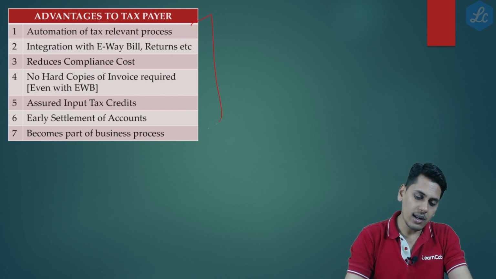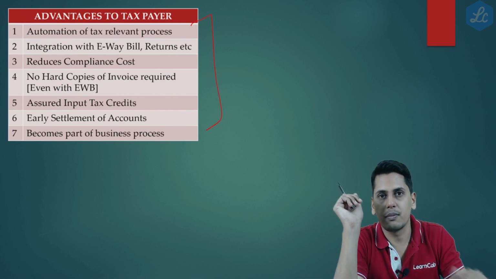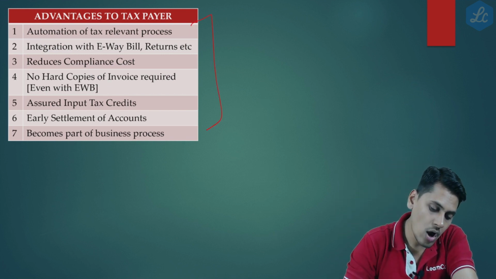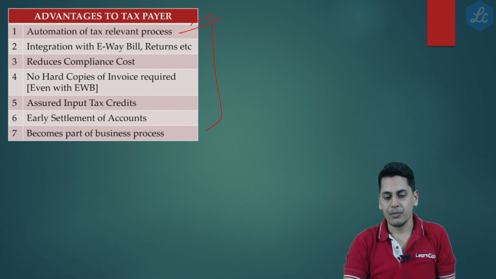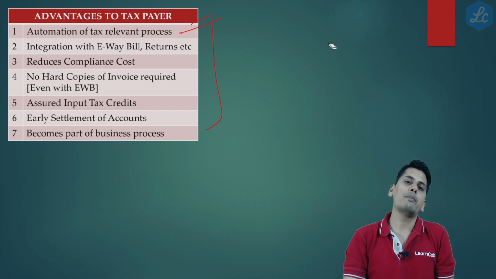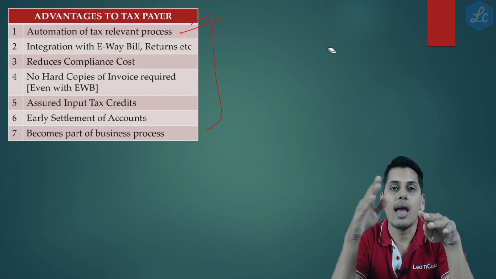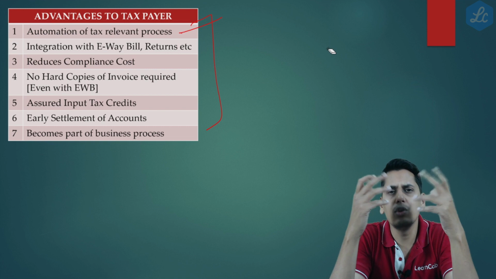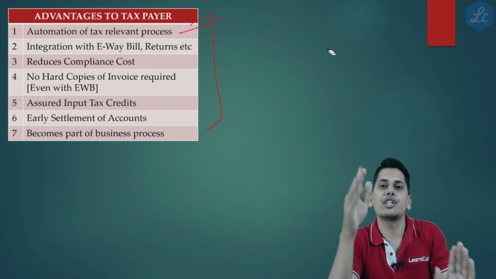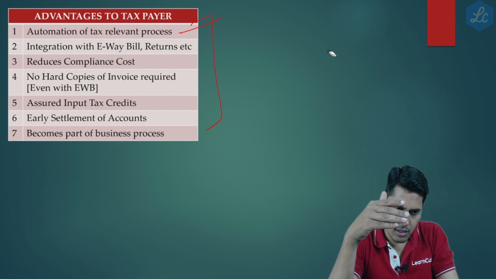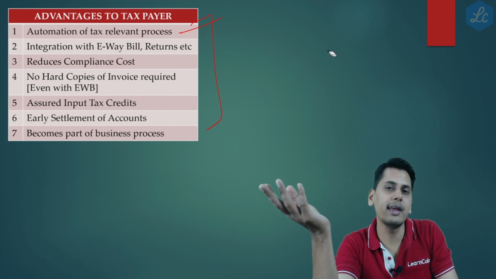Now friends, what are the advantages of e-invoice? Automation of tax relevant process. Please understand, there is always a gap between the transaction happening and the reporting of the transaction. Usually first the transaction takes place: you make a supply, you raise an invoice, and then reporting happens.